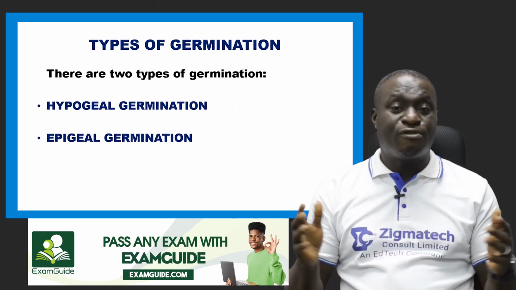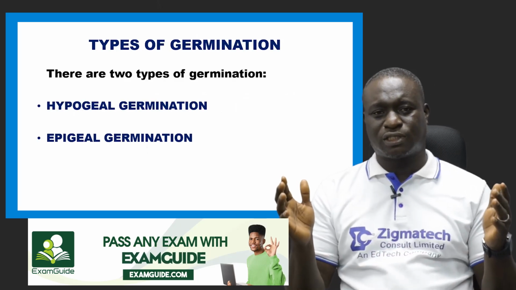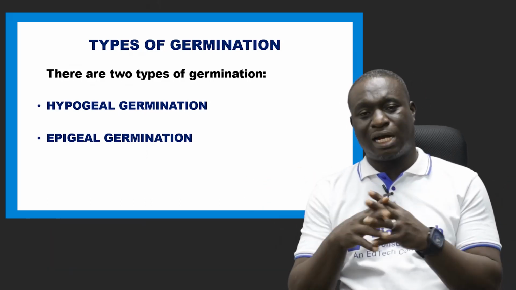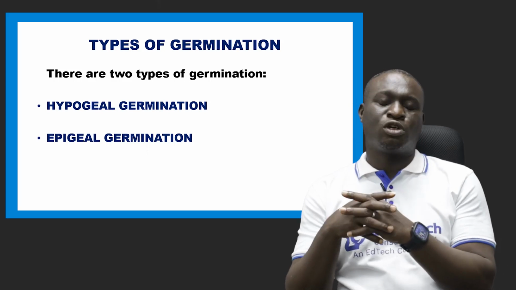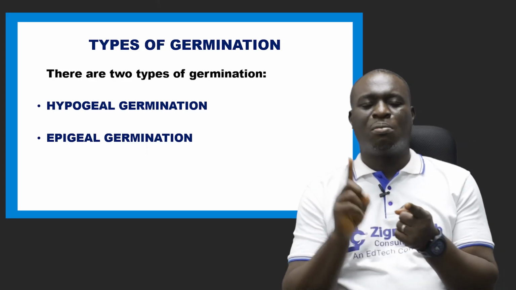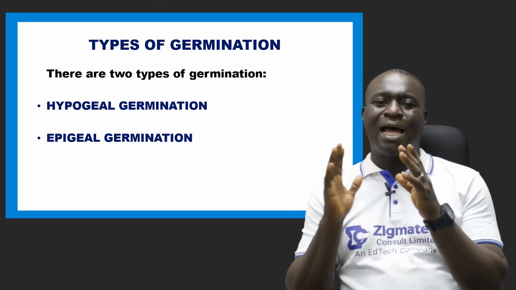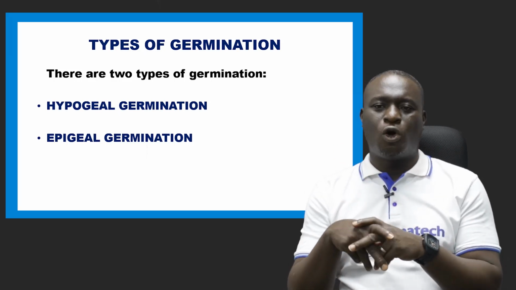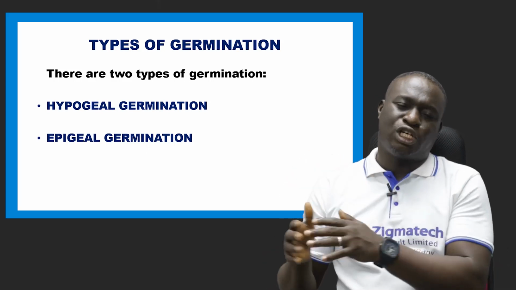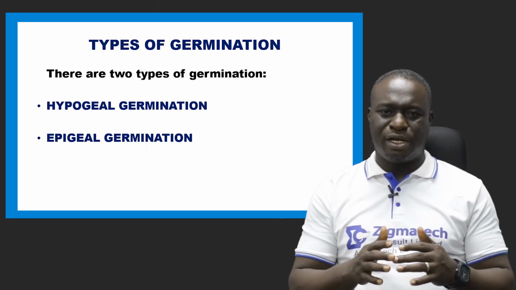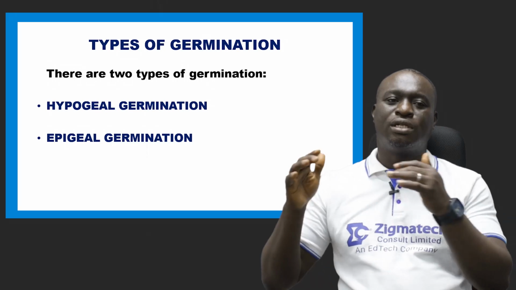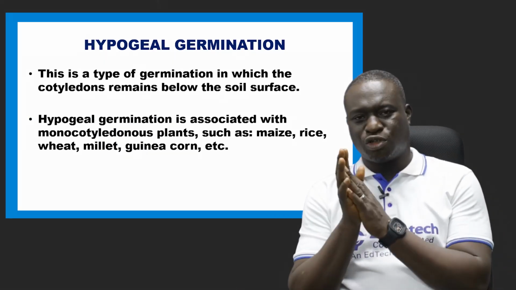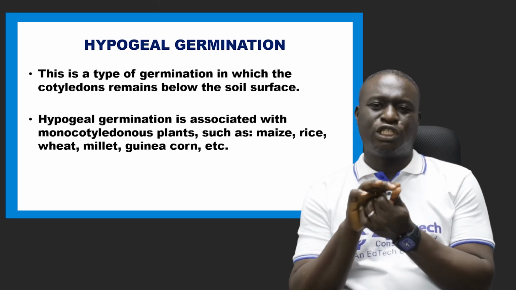Now, we have different types of germination of seeds. We have two major types. Number one, we have what we call hypogeal germination, and number two, we have what we call epigeal germination. Hypogeal germination and epigeal germination. Now, what is hypogeal germination? Let's take a look at hypogeal germination.